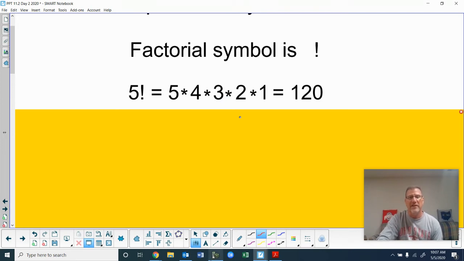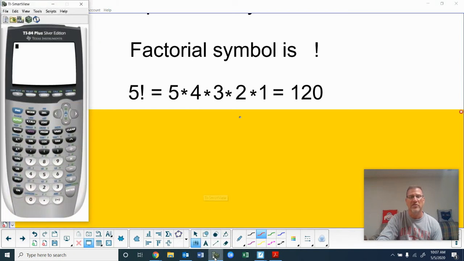Now, there is a button that we can push on our calculator to do that. You hit your 5, and then you hit your math button, and you move over 1 to the right to numbers. Actually, I lied. You go 3 to the right to probability, or 1 to the left. And there, number 4 is the factorial button. If you hit 4 from that screen, you'll get your 5 factorial, and then just hit enter, and that's 120.